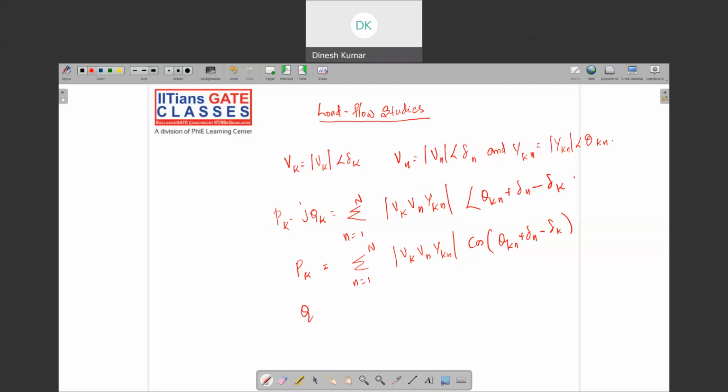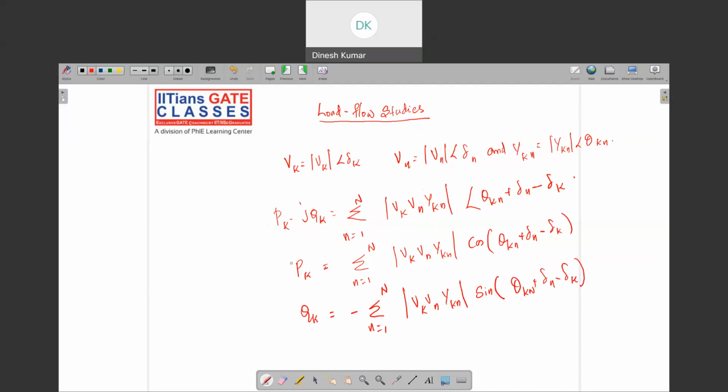And Qk will be minus of sigma n equal to 1 to n mod Vk, Vn, Ykn sin of theta kn plus delta n minus delta k. Right. So this is the condition.